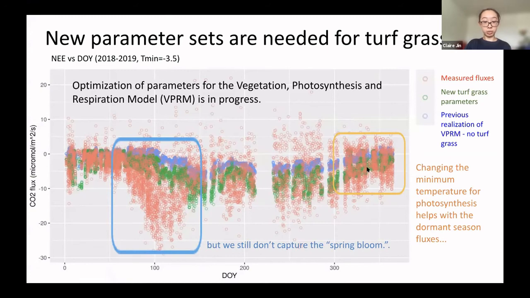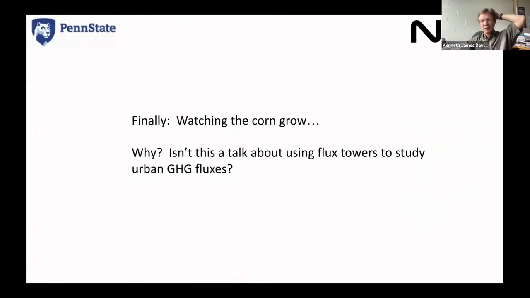The green, which is the new parameters, fits the measured data much better than the blue, which tends to underestimate the daytime flux. However, the optimization is still in progress, since neither model fully captures that springtime increase in flux magnitude around day 100, circled there in blue. But our current results look very promising. So yeah. Thank you, Claire.